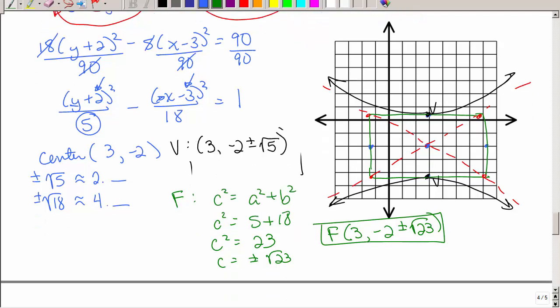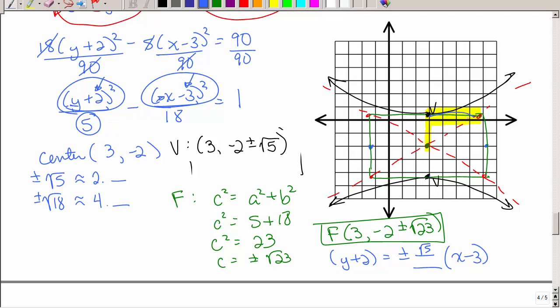And then I need the asymptotes. So I have the y plus 2, not squared, equals plus or minus rise over run. The x minus 3, again, go back to there. Those are going to be those same values. And then we're going to go back and look, how far did I rise and run? Well, I went up, how far? The square root of 5. How far over did I go? The square root of 18, and again, plus or minus. And I know that's ugly, but you can leave it like that.